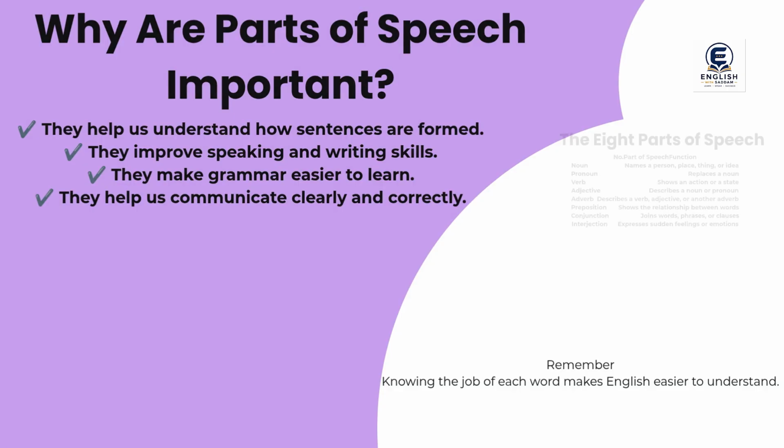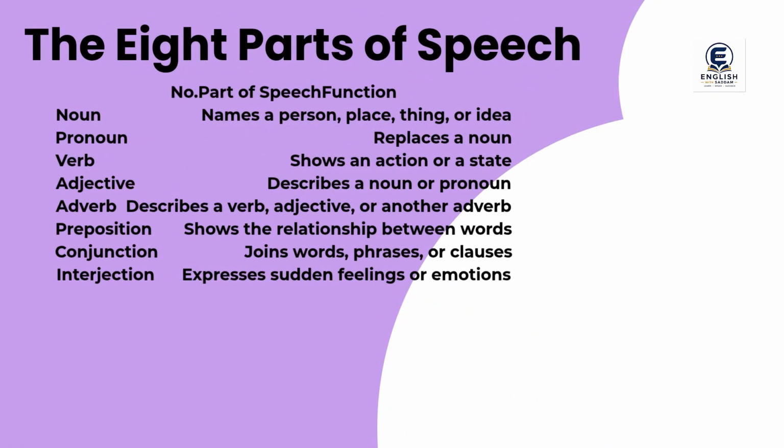There are eight main parts of speech in English grammar. Each one has a different job. A noun names a person, place, thing, or idea. A pronoun takes the place of a noun to avoid repetition. A verb shows an action or a state of being. An adjective describes a noun or pronoun. An adverb gives more information about a verb, an adjective, or another adverb.